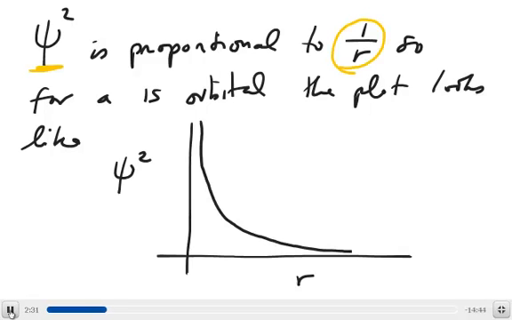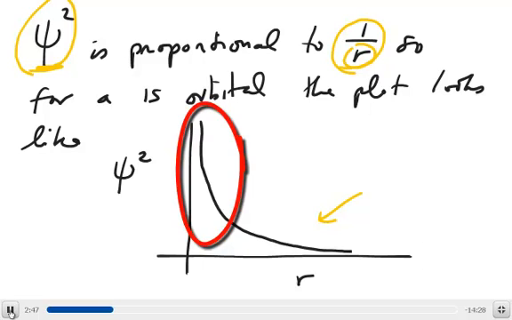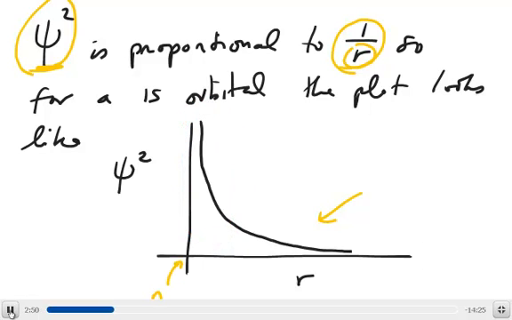So the psi squared is actually proportional to 1 over r. As a result, you get a plot that looks like this, where the value of psi squared approaches infinity as r approaches 0. And remember that that's where the nucleus is, right, when r is equal to 0. So this would be the plot for a 1s orbital.